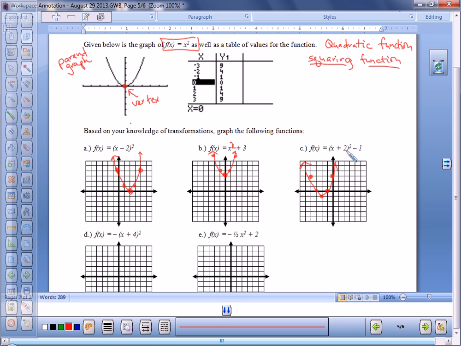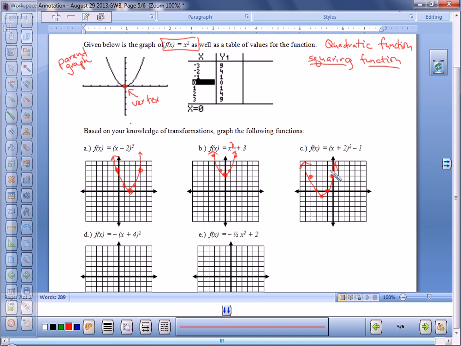I did. If I plug negative 1 into this function, negative 1 plus 2 is 1. 1 squared is 1. 1 minus 1 is 0. At negative 1, do I have (negative 1, 0)? Yes, you did. So do you see how it works? Could we make a chart? Sure. But this is a lot quicker. Okay. Let's look at this one.